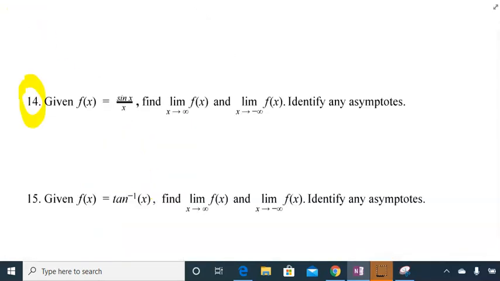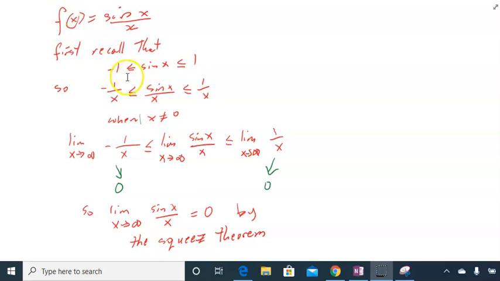Find, for f of x equals sine of x over x, the limit as x approaches positive infinity. We'll have enough time to do this first part of that f of x and then identify any asymptotes. We know that -1 is less than or equal to sine of x, less than or equal to positive 1. Remember that we said that by the oscillation. So if we divide through each part by x, and then take the limits, what you'll find is the limit as x approaches positive infinity of -1 over x goes to 0. The limit as x approaches positive infinity of 1 over x equals 0.